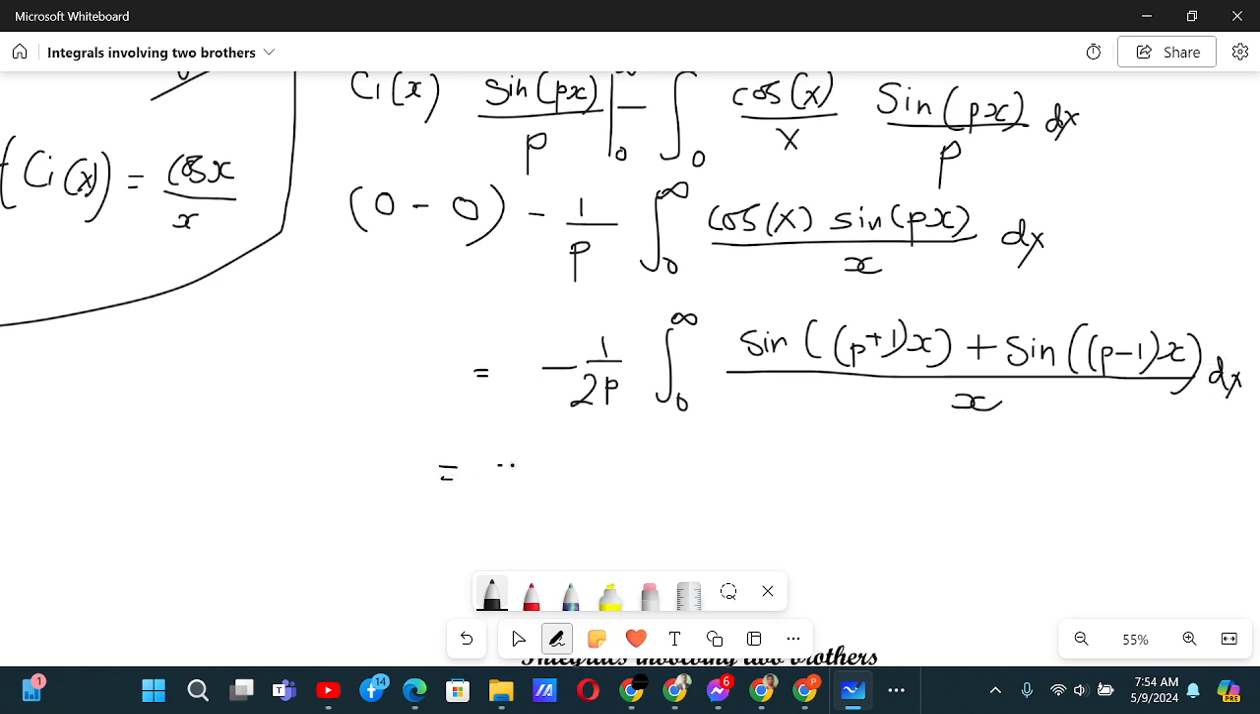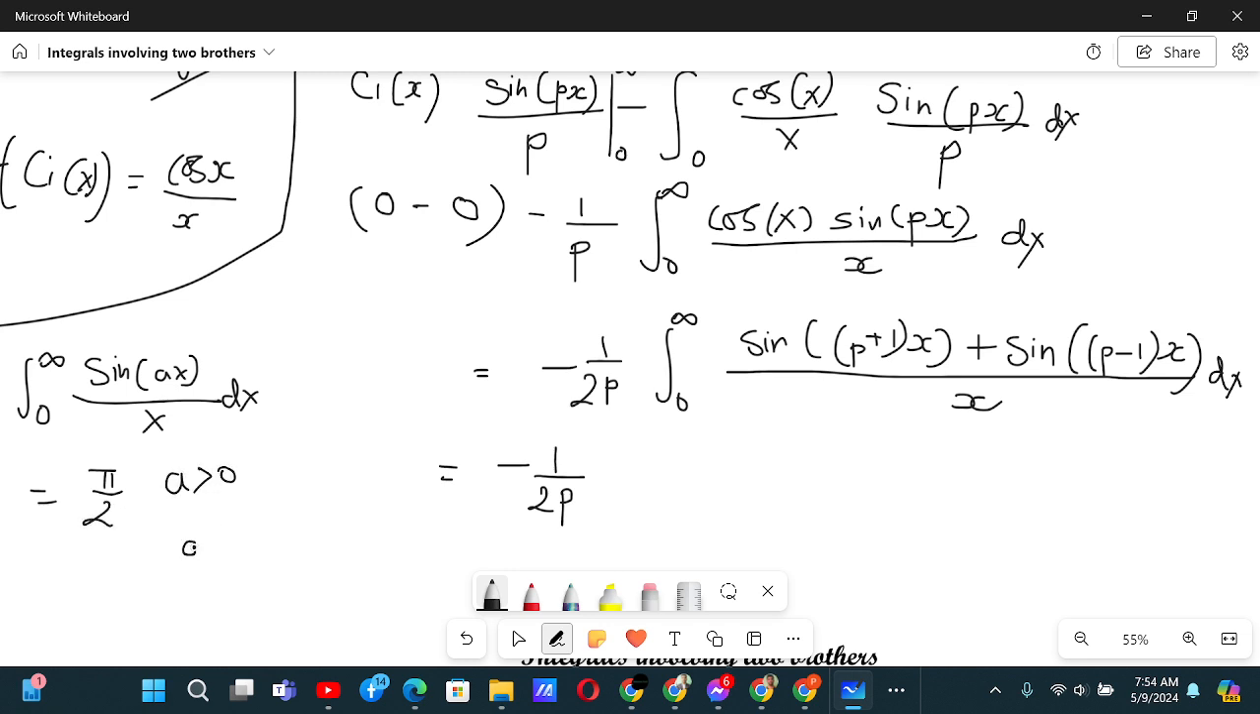Okay, now good. So now we have minus 1 by 2p, and now you need to know that the integral from 0 to infinity of sine ax by x dx is pi by 2 if a is positive. If a is 0, then this will just be 0 itself. If a is negative, this integral will be minus pi by 2. And this is basically just a well-known integral. These values are well known, so we will make use of that.